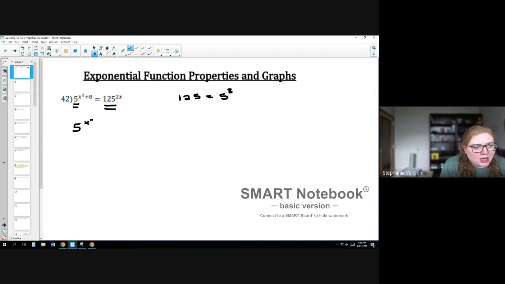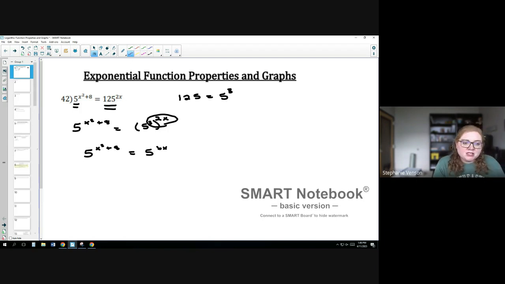5 to the x squared plus 8 is equal to 5 to the third power raised to the 2x. And then I remember that I have a property of exponents that says if you raise a power to a power, then you multiply. And I know that 3 times 2x is 6x. So then I have 5 raised to the x squared plus 8 is equal to 5 raised to the 6x.